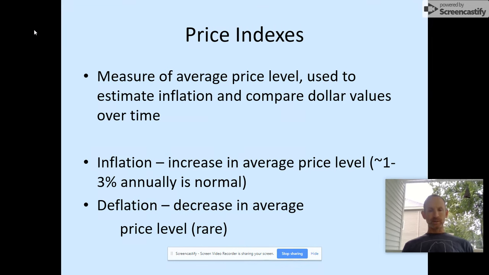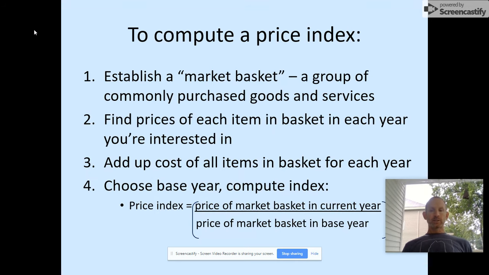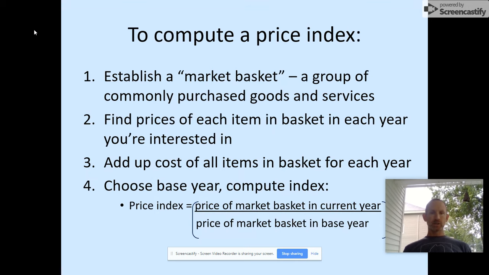Deflation refers to a decrease in the average price level. Relatively rare. It might seem like a good thing, but it's really not. Deflation is generally a sign that something's really bad in the economy. So what we really want is pretty low, steady inflation of 1, 2, 3%. That's pretty good. So to compute a price index, here's what economists do.